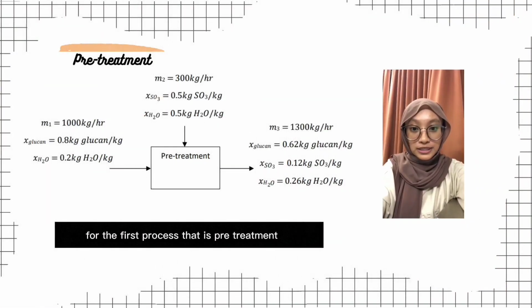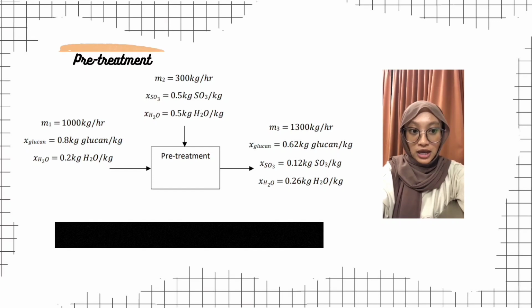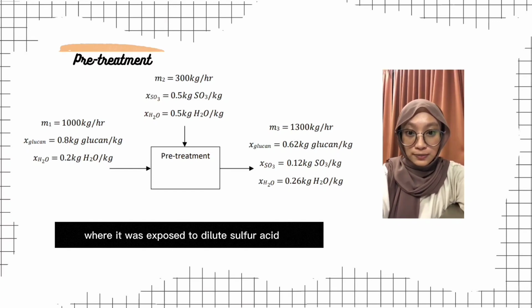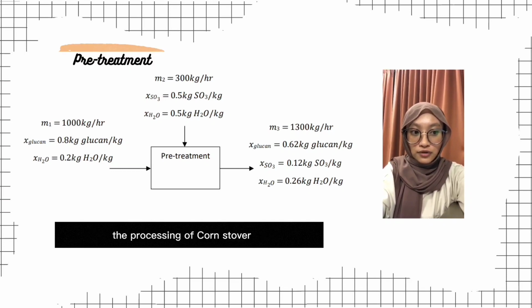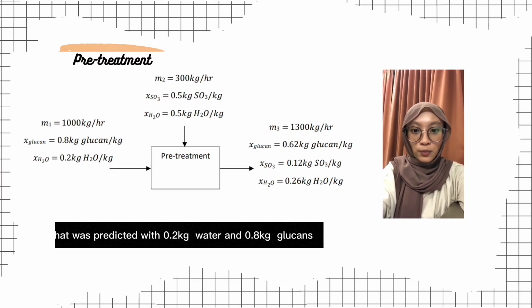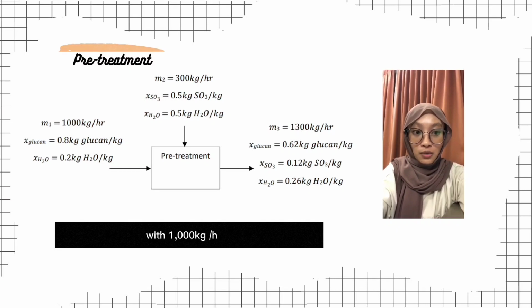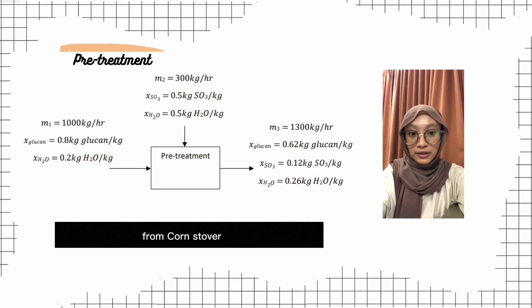For the first process, that is pre-treatment, corn stover feed is mixed with water. Then the mixed feed is sent to pre-treatment, where it is exposed to dilute sulfuric acid. The processing of corn stover that was pre-treated with 0.2 kg water and 0.8 kg glucans at a rate of 1000 kg per hour is the first step in the synthesis of ethanol from corn stover.